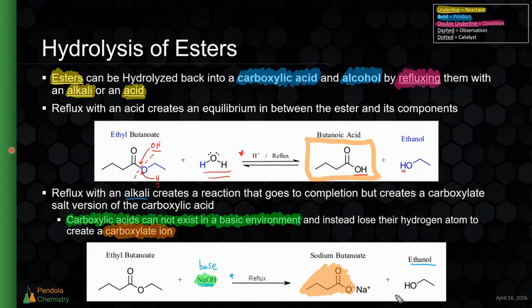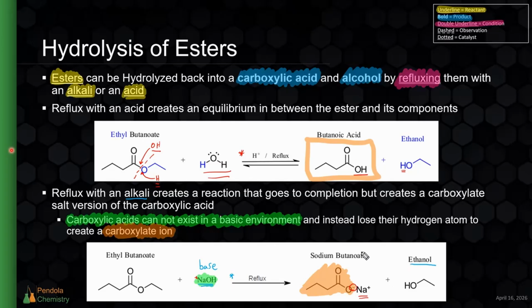So because it's missing the hydrogen, it has a negative charge, so it's an ion, and it's called the carboxylate ion. It is just carboxylic acid minus a hydrogen. And it's going to pair up with the sodium ion that gets created from the sodium hydroxide here. So we're going to get a sodium carboxylate salt, in this case sodium butanoate, and our alcohol.